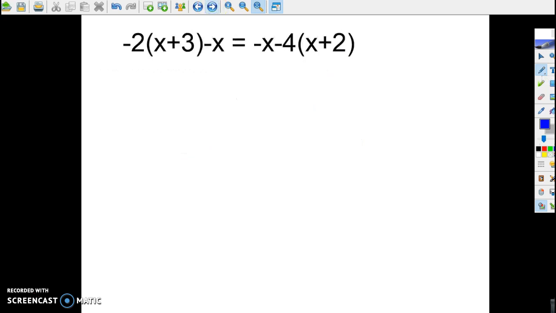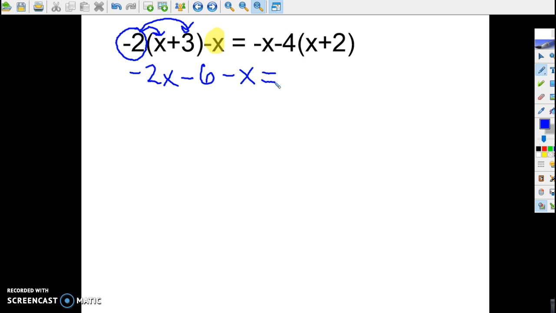We have an equation here that has distributive property on both sides. So before we can start solving the equation, we have to distribute what's outside of parentheses by multiplication to everything inside the parentheses. So we're going to start off by doing negative 2 times x, and that gives us negative 2x. We're also going to do negative 2 times positive 3, which gives me negative 6. Now, everything that I didn't use just gets dropped down. So we still have to include that minus x. It just wasn't distributed because it's outside of the parentheses.